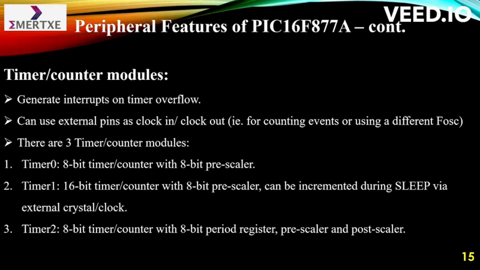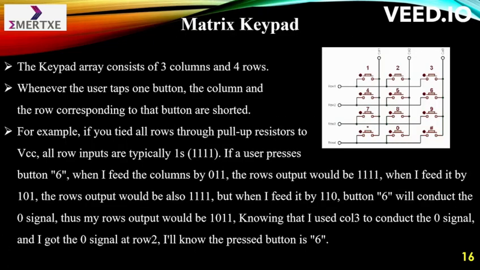Next, we move on to the matrix keypad. This matrix keypad, we are using it in our project. The keypad consists of three columns and four rows. Whenever the user taps one button, the column and the row corresponding to that button are shorted. How is it shorted? These four rows are connected to the supply VCC through pull-up resistors, so that all the row inputs are typically 1 1 1 1, four bits.